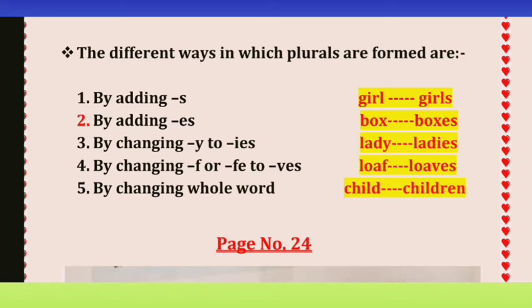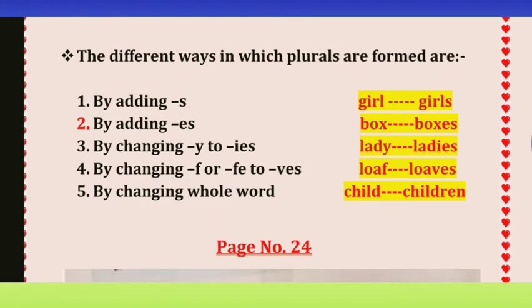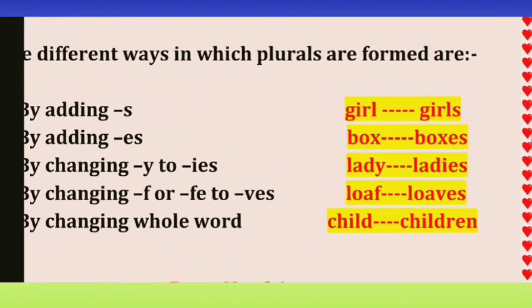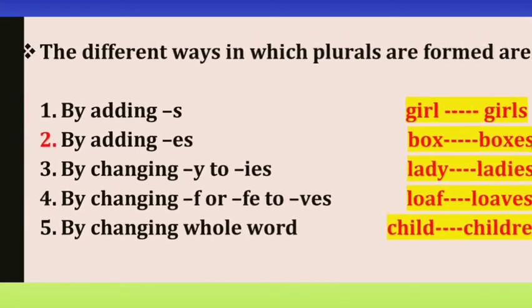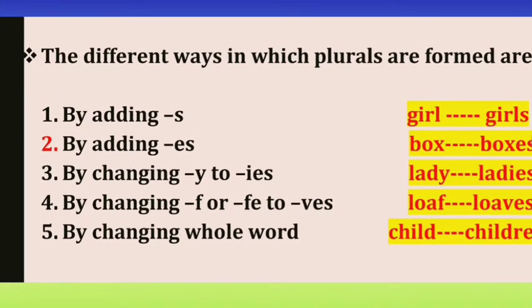By adding s. It means if you add the letter s to a word, it will become the plural of that word. See the example. Girl, girls. When I added the letter s to girl, it becomes girls. And girls is the plural form of girl. And how has it come? Because I have added the letter s to girl at the end. So it becomes girls.